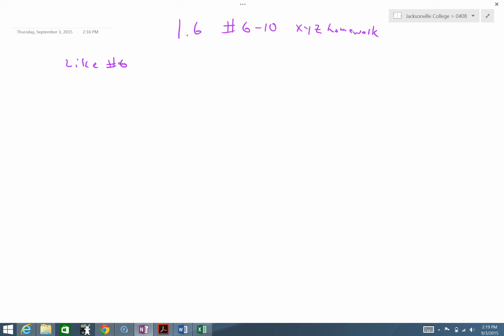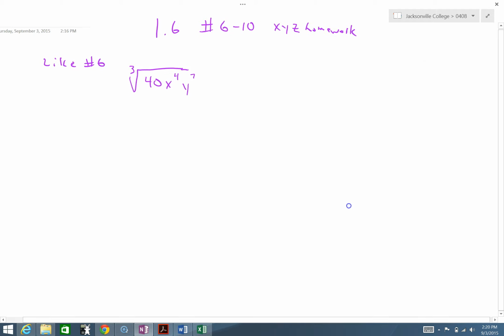A problem like number 6 will have the cube root of 40x to the 4th power y to the 7th power. In order to take the cube root of this, what we will first do is consider what are the perfect cubes of 40.